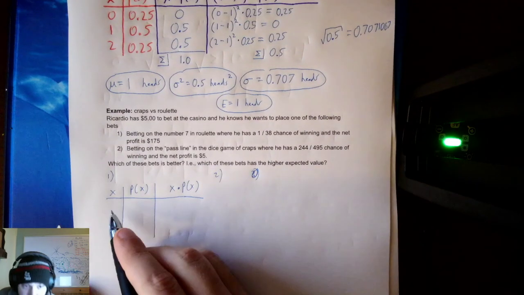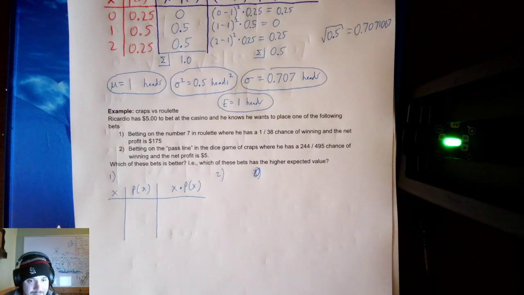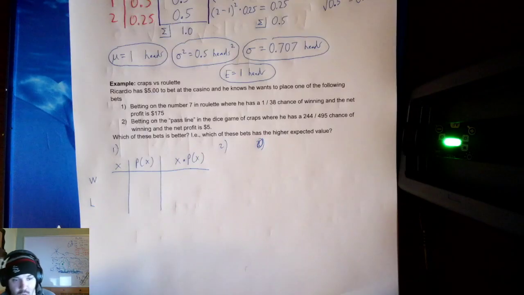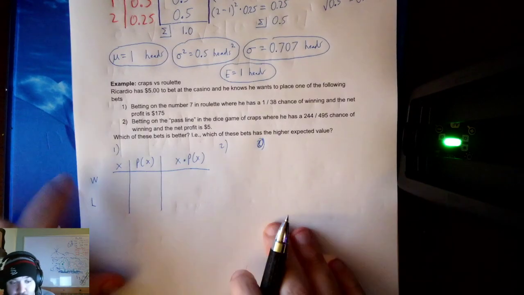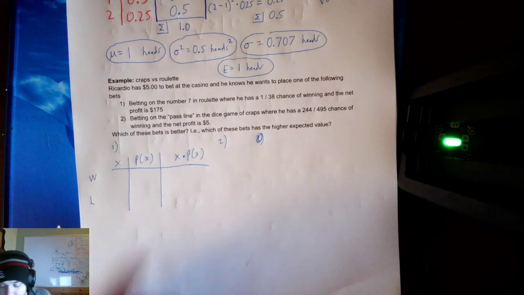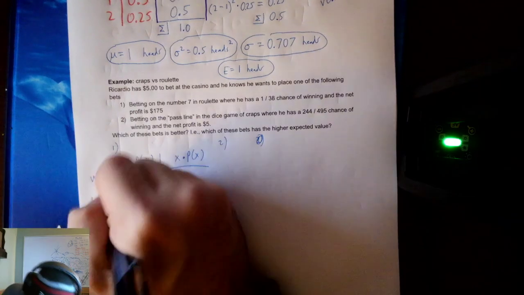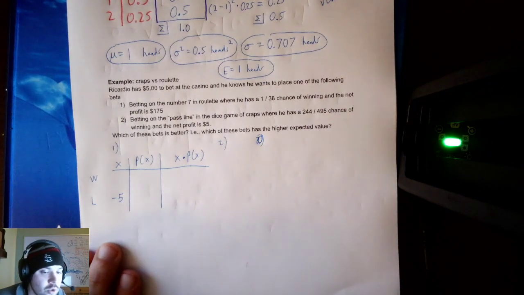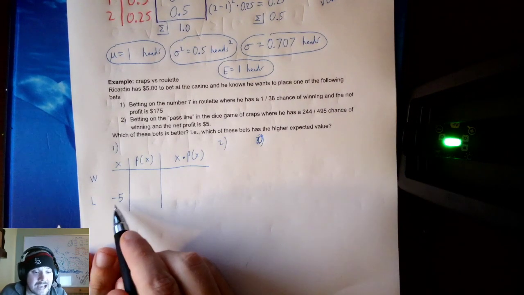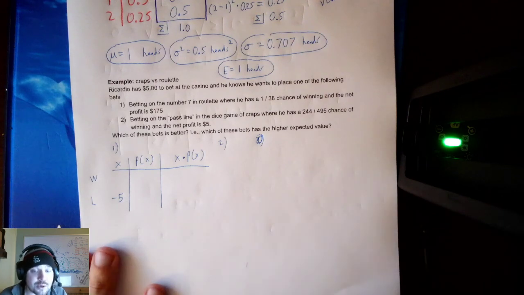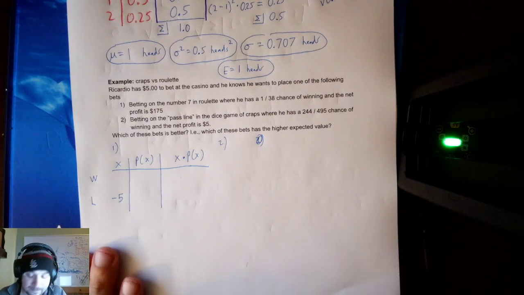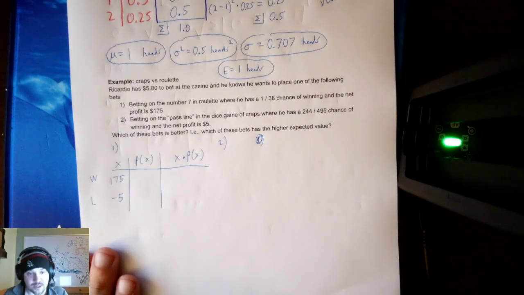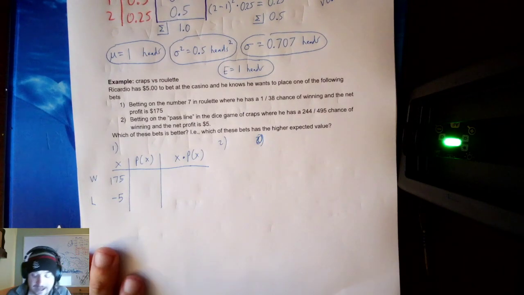Now, my X value. I have 2 options in betting. I either win or lose, right? Now, these are not numeric, so I need to figure out the numeric values. Ricardo has $5 to bet. If he loses, that would be a value of -5, right? Negative money. He'd lose $5. Negative 5 is a number. That is okay. You can get negative numbers in your probability distribution. Negative numbers are okay. Now, if he wins, how much would he win? He'd win 175, right? He would win 175.